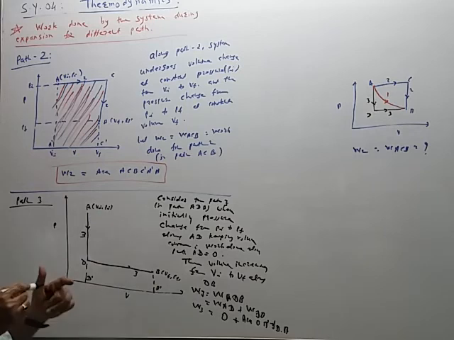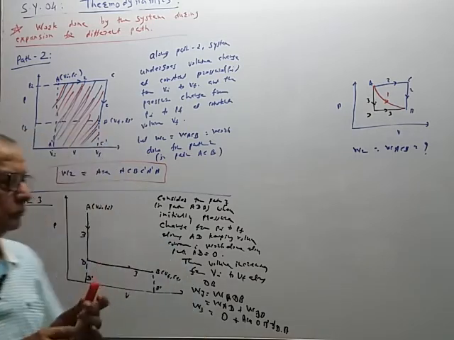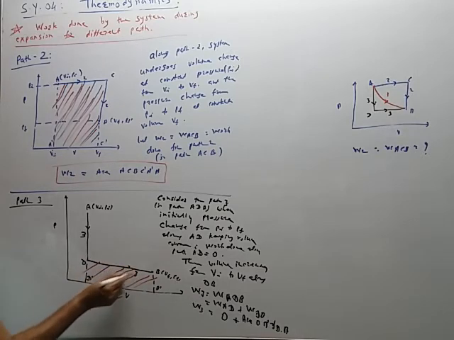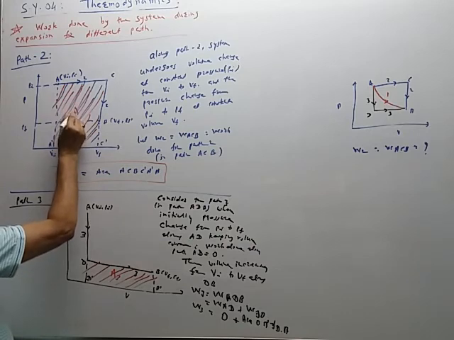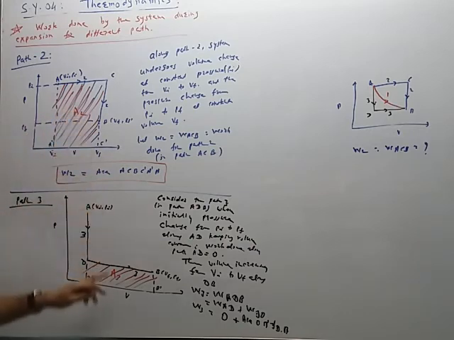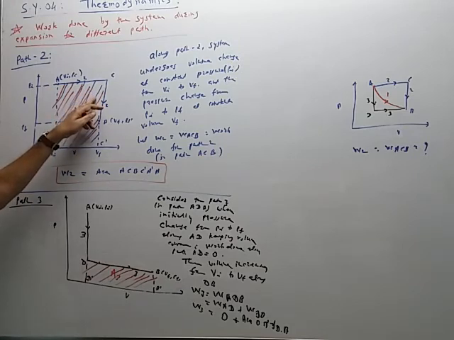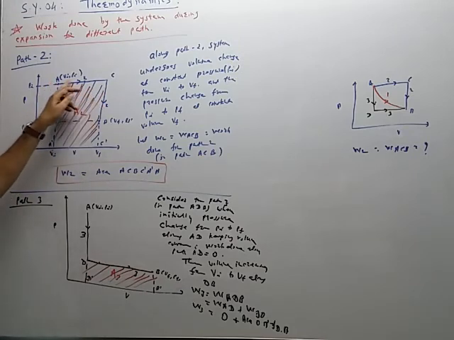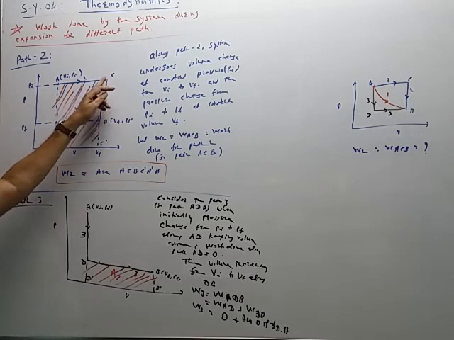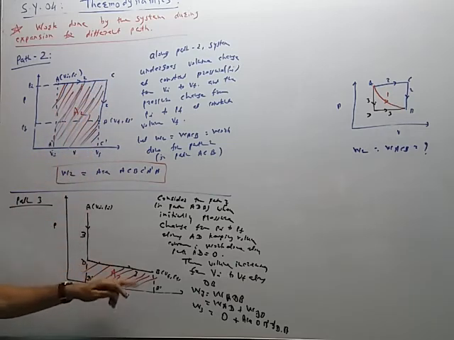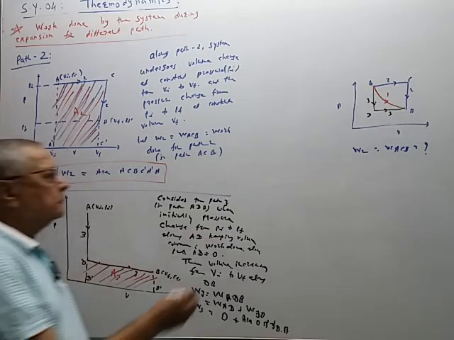We have got this area. So this is the area A3. This is the area A2. So A2 is more than A3. So for this path, work done is more. Initially, we have to change the volume and then change in pressure. Here, initial change is in pressure and then change in volume, like this. So what is the conclusion?